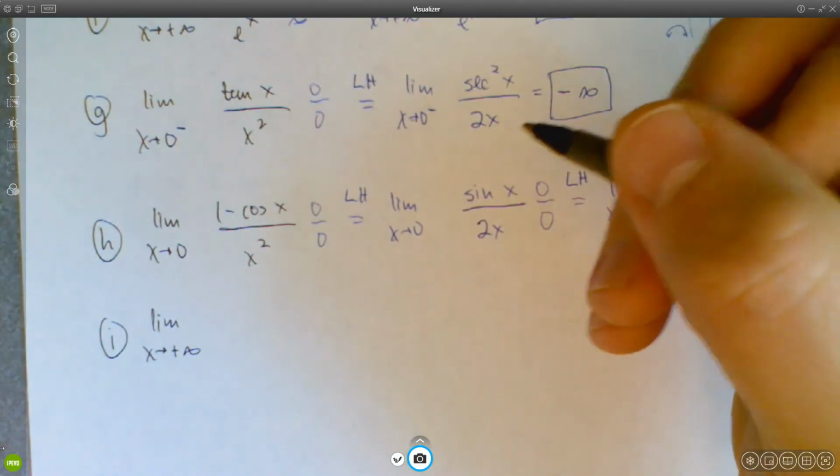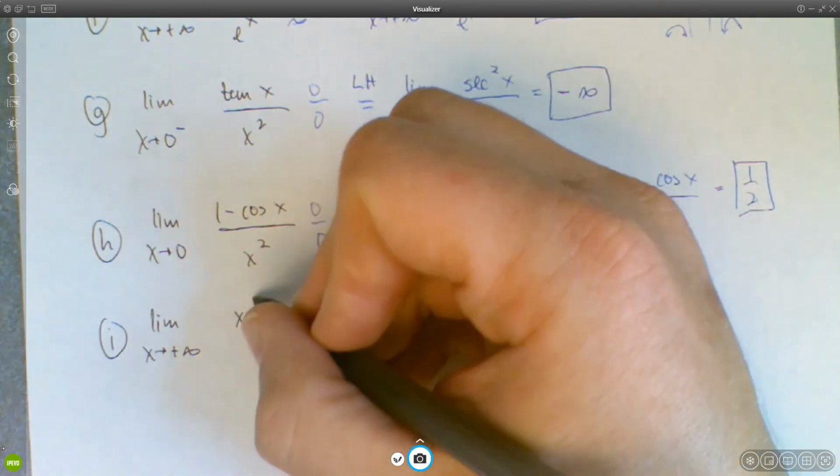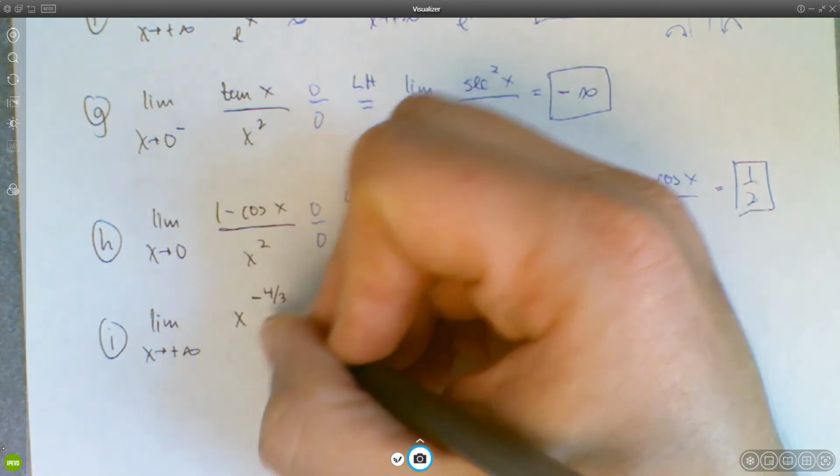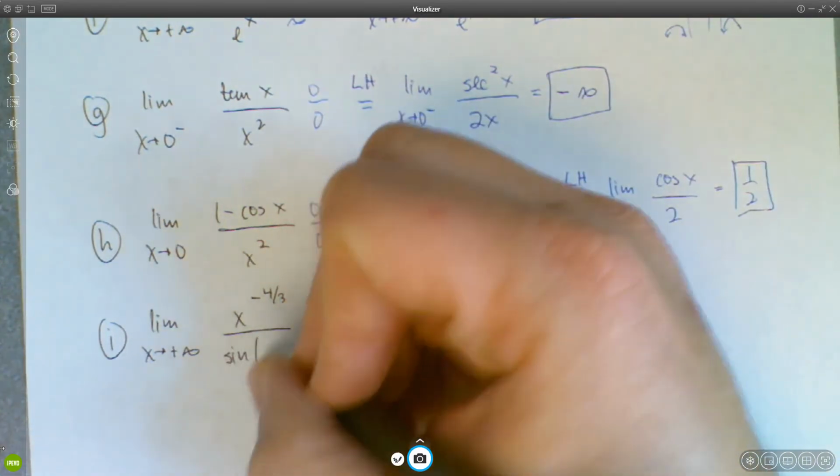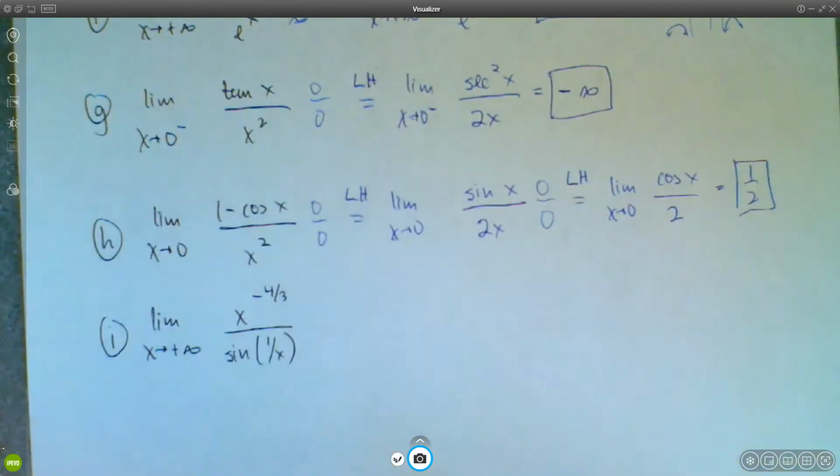Let's do the limit as x approaches positive infinity of x to the negative 4/3 divided by sine of 1 over x. Go ahead and give the video a pause, see if you can work it out.